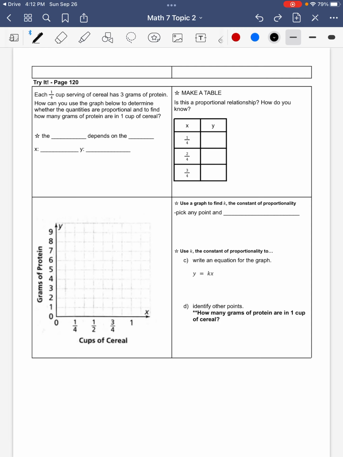Each 1/4 cup serving of cereal has 3 grams of protein. How can you use the graph below to determine whether the quantities are proportional and to find how many grams of protein are in 1 cup of cereal? Okay, so when I think about this problem situation, I know that the more cereal I eat, I'm going to consume more protein. So the amount of protein depends on the cereal consumed.